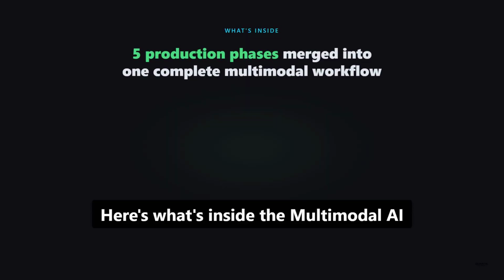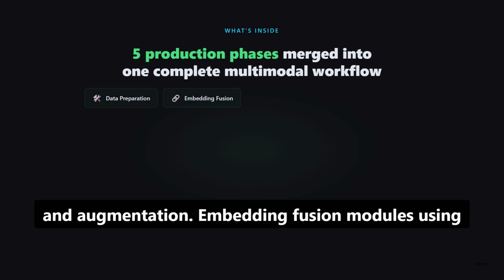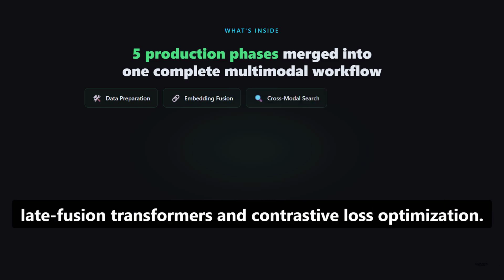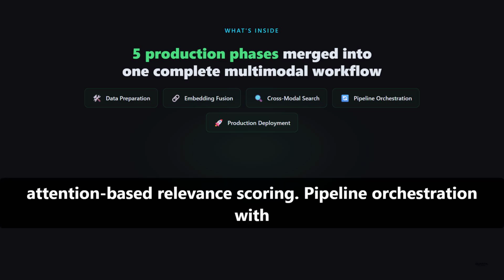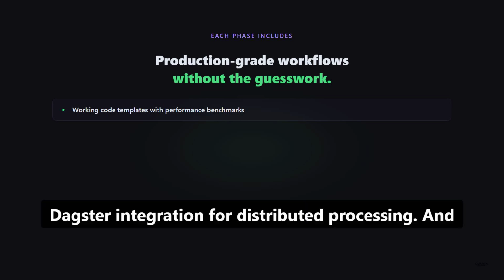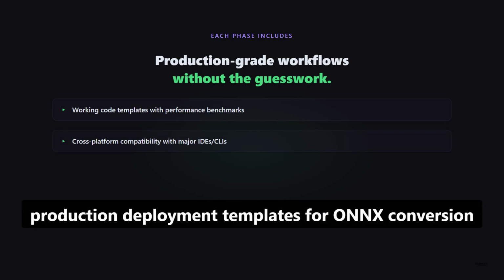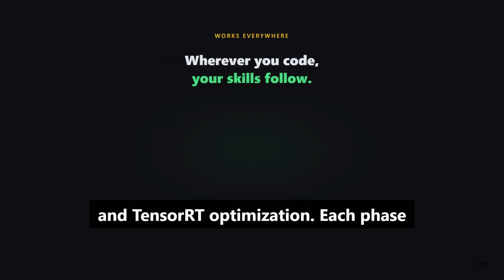Here's what's inside the Multimodal AI Pack. Data preparation with modality-aware chunking and augmentation, embedding fusion modules using late fusion transformers and contrastive loss optimization, cross-modal search with dual encoder architectures and attention-based relevance scoring, pipeline orchestration with Dagster integration for distributed processing, and production deployment templates for ONNX conversion and TensorRT optimization.